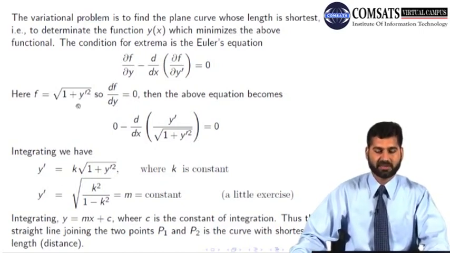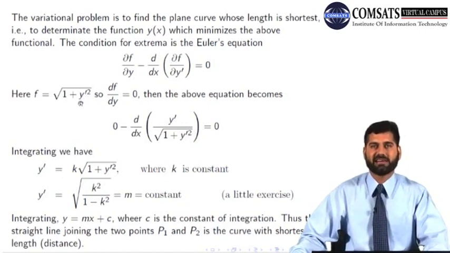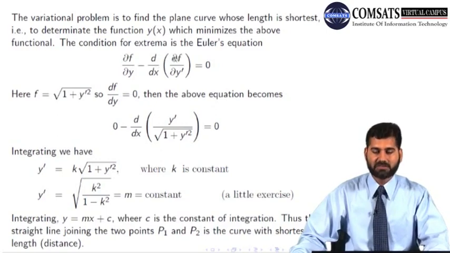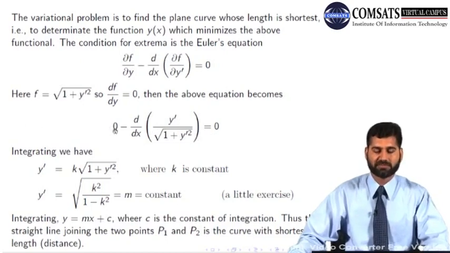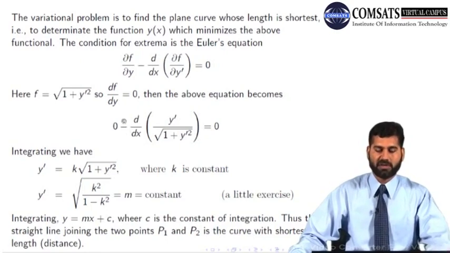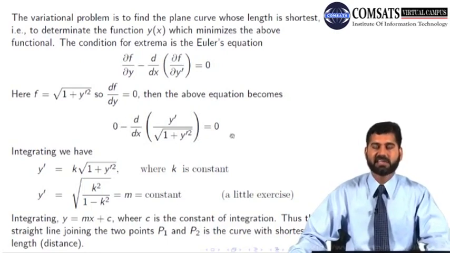Why is that? Because there is no y explicitly here. It's y prime. So I can get the derivative with respect to y prime but not with respect to y. This is 0. And the partial derivative with respect to y prime is 1 over 2 square root of 1 plus y prime square, times 2y prime. So the 2 cancels out, and the derivative with respect to y prime comes out to be y prime over the square root of 1 plus y prime square. The derivative with respect to y was 0, so now that is gone, and you have the derivative of this thing equal to 0.